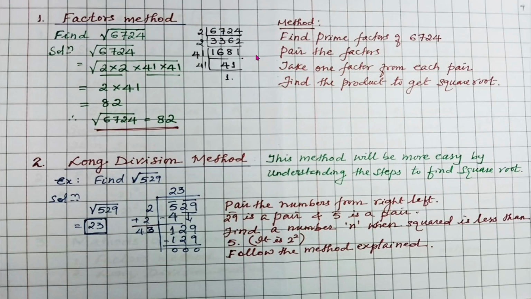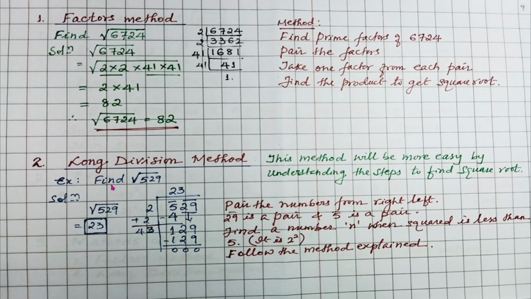And the method is: find the prime factors of the given number, pair the factors, and take one factor from each pair and find their product to get the square root of the given number. And that is the factors method of finding the square root. The next method is the long division method. Now this is a very important method which we generally adopt when we want to find the square root of any number. Now let me explain this with the help of an example.